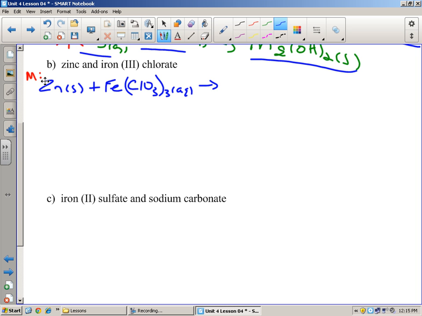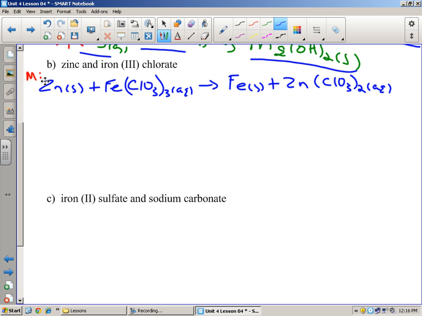Now remember, when you do single replacement reactions, you're going to have a chunk. We did this yesterday with aluminum, the very first one, aluminum chunk, zinc solid, aluminum solid, and copper 2 chloride solution, obviously. We need to have a solution there, so iron 3 chlorate solution in this case. Metal switch places, we get iron solid and zinc chlorate. Zinc's a 2 plus, chlorate's a 1 minus. Okay?